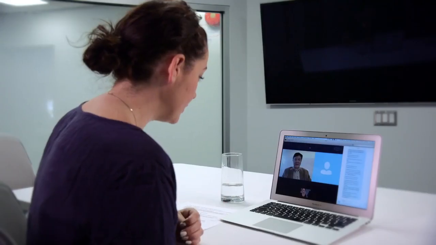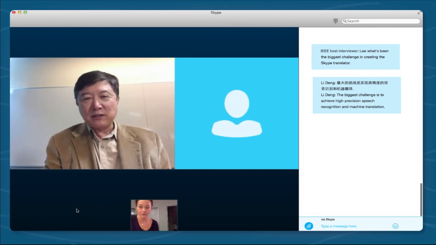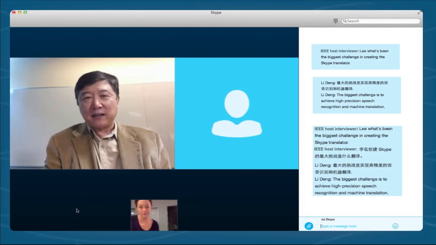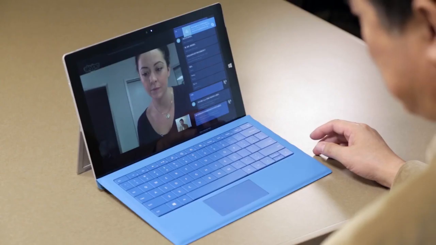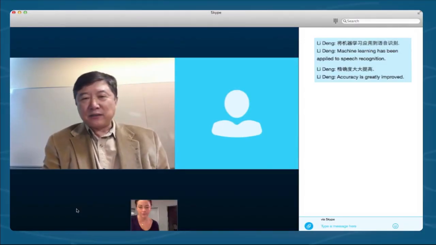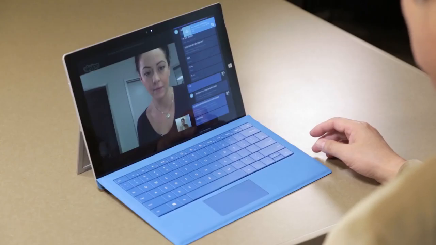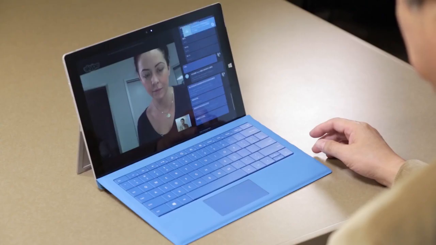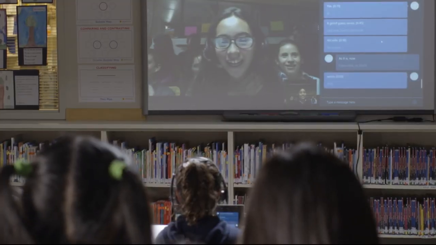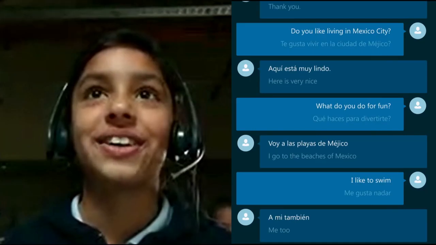What's been the biggest challenge in creating the Skype translator? The biggest challenge is to achieve high-precision speech recognition and machine translation. Speech recognition is a key signal processing problem. Machine learning has been applied to speech recognition. Accuracy is greatly improved.